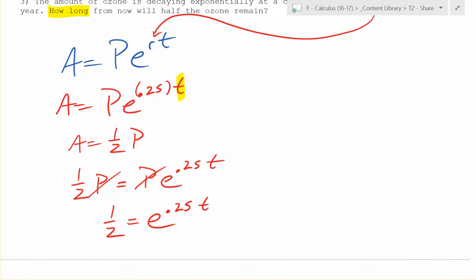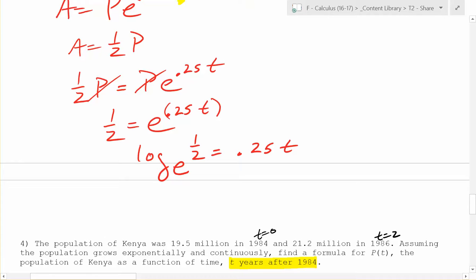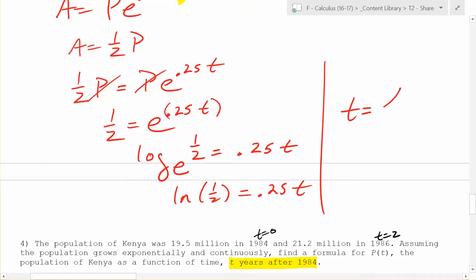How do we do logs on this one? This is the whole exponent. Log base e of 1/2 equals 0.25 T. Log base e has a simplified notation, ln. So this is ln of 1/2 equals 0.25 T. So what is T? T is equal to ln 1/2 divided by 0.25.